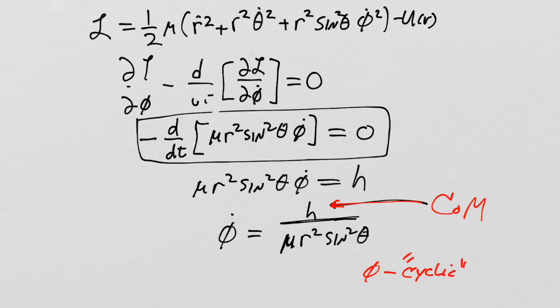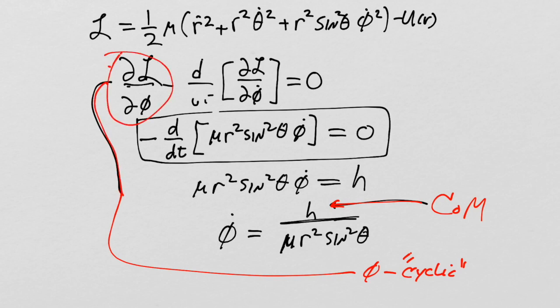And cyclic is defined as this term here equals 0. The Lagrangian is independent of that particular coordinate. And so this expression looms very large in the rest of the analysis because now we can use that fact.